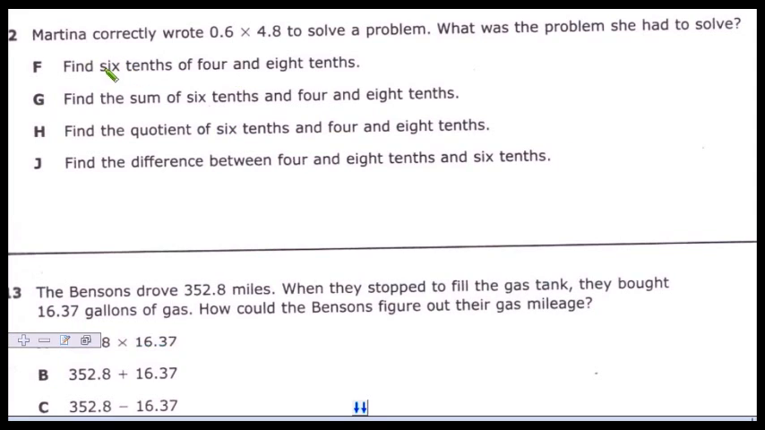Here it says find 6/10 of, that means multiply. Find the sum, that means add. Find the quotient, that means divide. Here is find the difference. So if she correctly wrote this, and we're talking about multiplication, then the only answer choice that matches is F. Okay, between 6/10, that's 6/10, and this is 4 and 8/10.